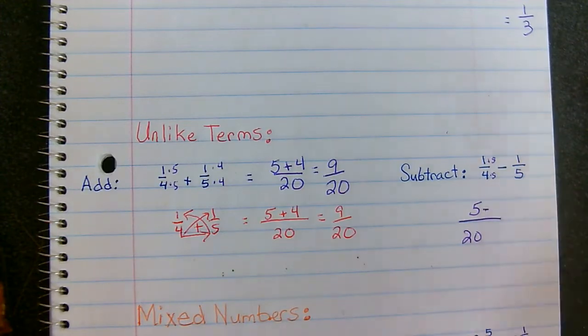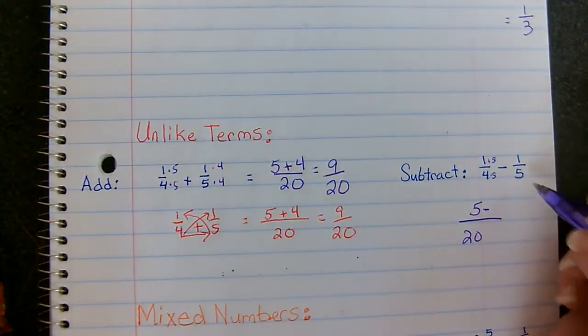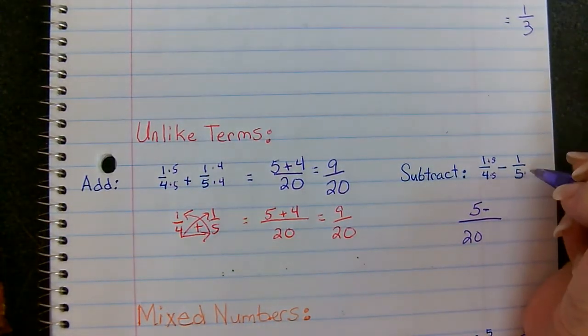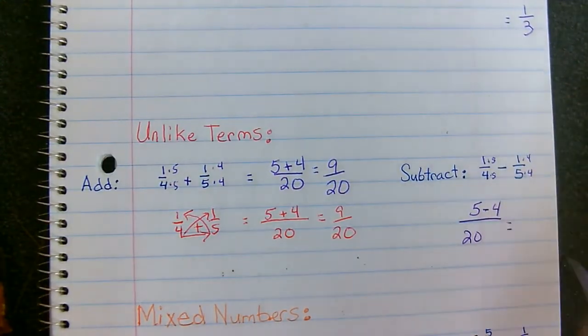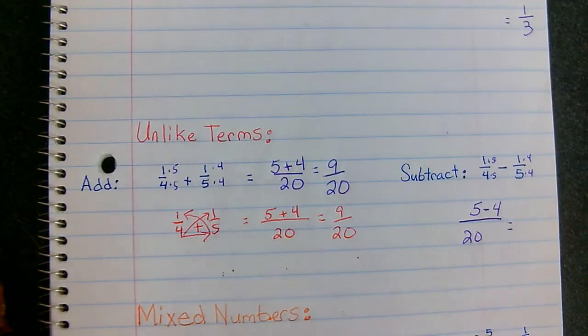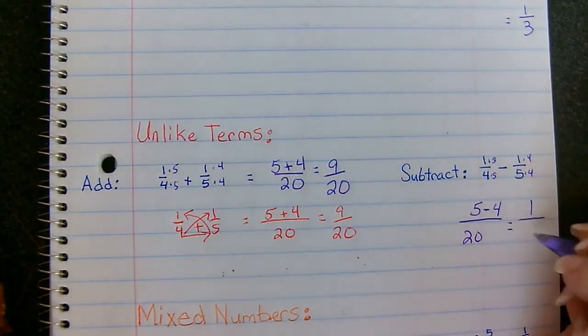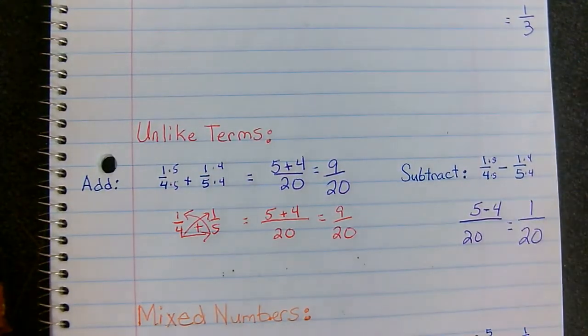Bring down my subtraction instead of addition this time. And then 5 goes into 20 4 times, which means 1 times 4 is 4. Okay? And then we subtract 5 minus 4 is 1 over 20. And that does not simplify.